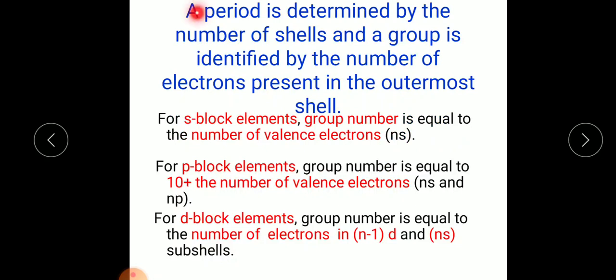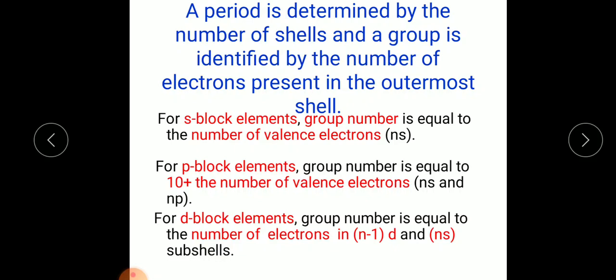A period is determined by the number of shells and the group is identified by the number of electrons present in the outermost shell. This is a general statement through which we can predict the group and period. For an S block element, when you write down the electronic configuration, the last electron will go into the S orbital. Similarly, with a P block element, the last electron will go into the P orbital, and if the last electron goes into the D orbital, then it is a D block element.